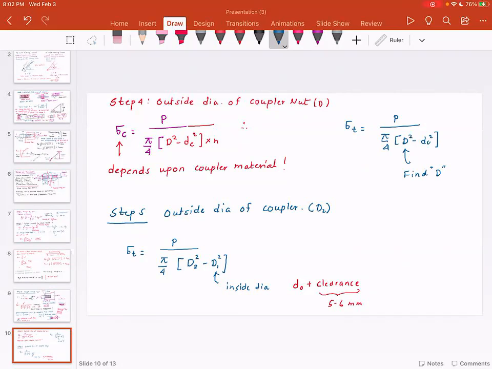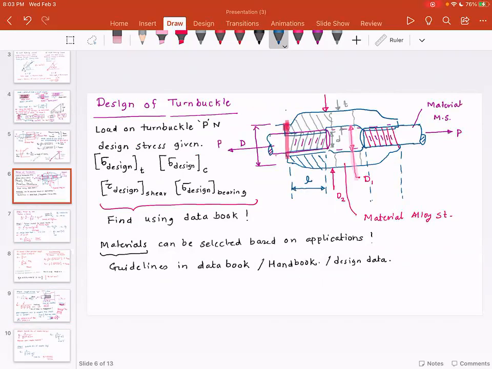Now this process gives you all the major dimensions, and there are some other dimensions. Once you start drawing the turnbuckle, there are some dimensions. For example, what is the recommended clearance between the two ends? Then what is the thickness of the coupler, which is nothing but T. And this depends upon the design. Some couplers actually could have a continuous thickness. Some couplers could have the holes. So let me show you what I mean by that.